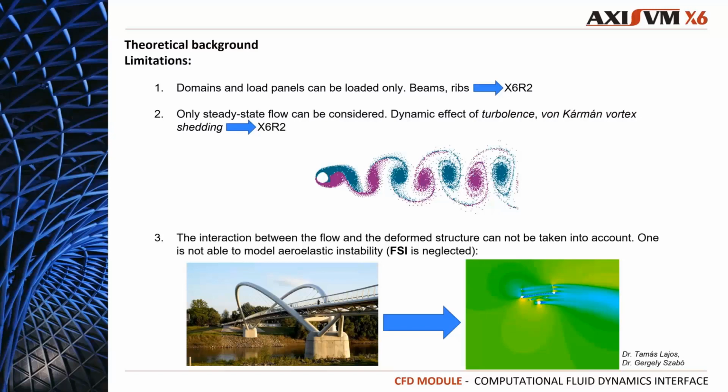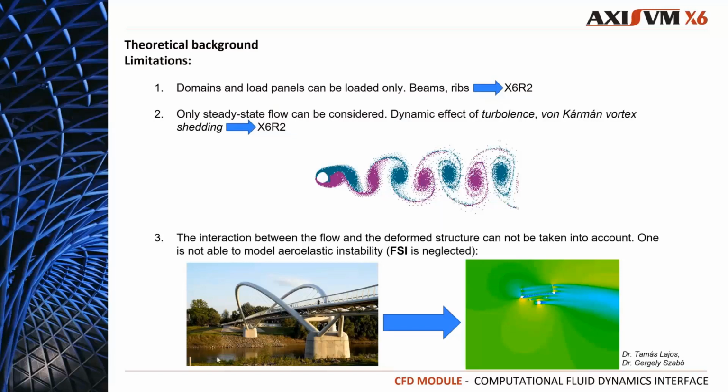In point two, I would like to highlight that only steady state flow can be considered. So if one would like to take into account the dynamic effect of turbulence or von Karman vortex shedding, it can be done in the second release, in which we would like to extend the knowledge of this module. It will be good for dynamic problems.